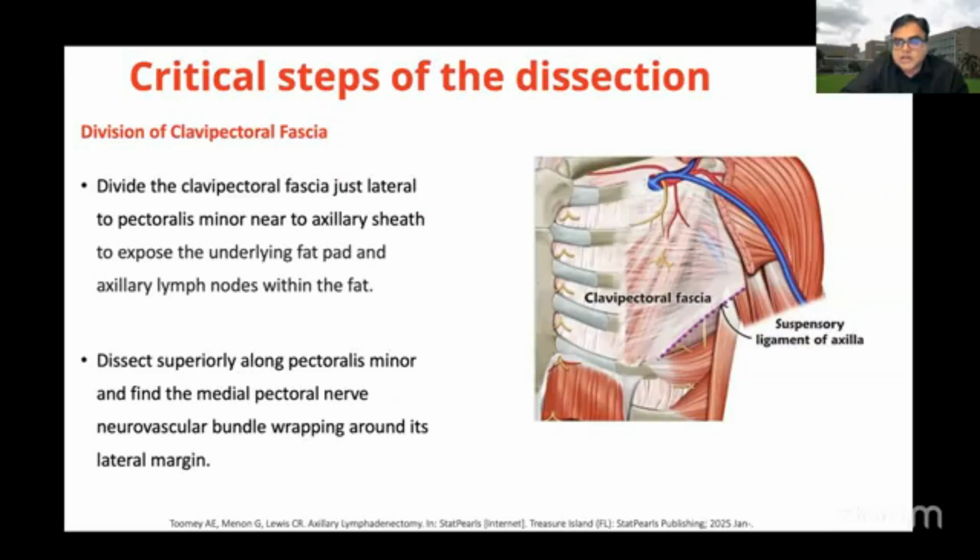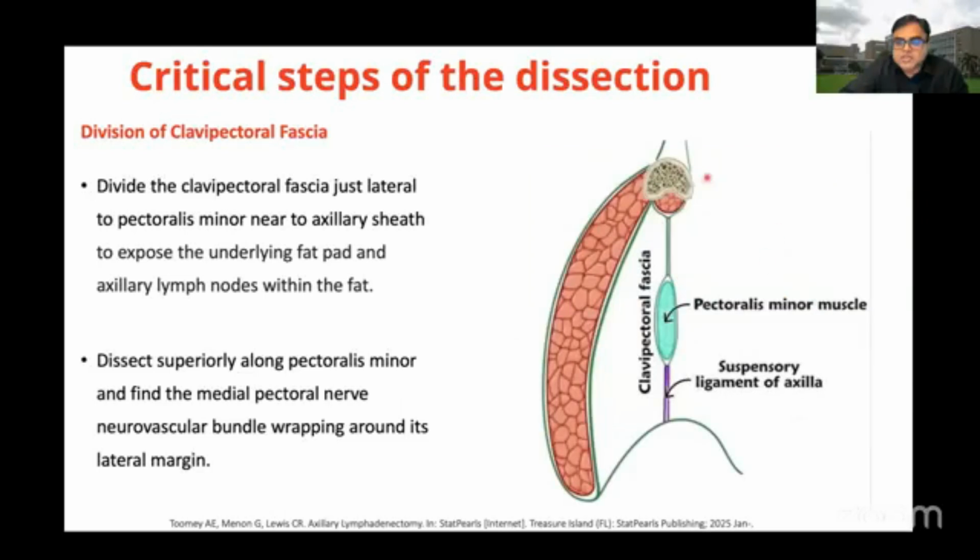It covers the pectoralis minor muscle, and there is the suspensory ligament of the axilla below. Once you incise this clavipectoral fascia, you enter the axilla. In this picture, you can see the clavipectoral fascia covering the subclavius, then covering the pectoralis minor muscle, then attached to the skin, making the suspensory ligament of the axilla. By incising here or here, you can enter the axilla, and you can see the difference in the fat granule size and content.